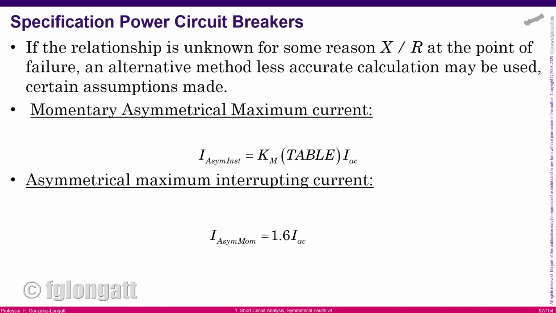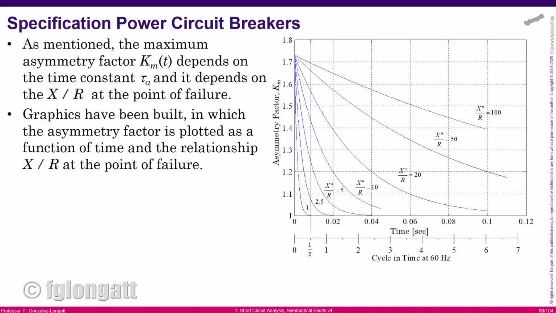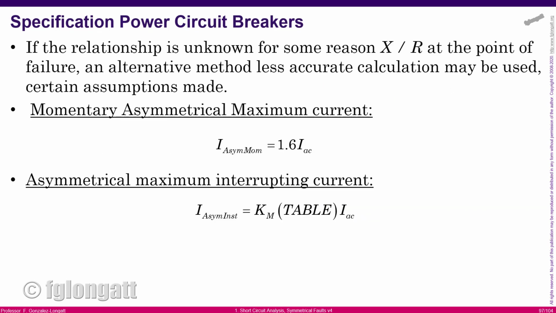Now a simplified method without the use of the curves, because some of my students say this is a graphical method, it could be a bit messy. Using a simplified version without using the graphic, we can say that this is the maximum momentary current, that is the maximum asymmetrical current that the circuit breaker must withstand, and this is 1.6 times the current that you will get from Thevenin.